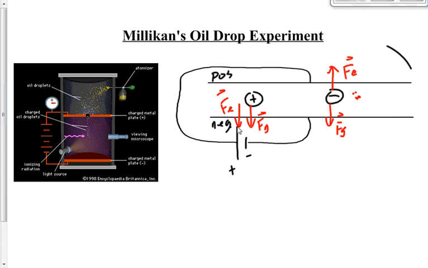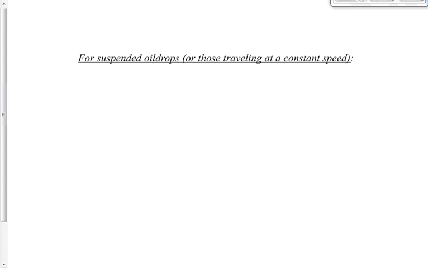If Fg is bigger, then it's going to accelerate downward at a rate that's less than 9.81. If Fe is bigger, it's going to accelerate upward, its rate just being determined by how big Fe is. Let's focus on this particle right now, and specifically on that particle when it's either traveling at a constant speed, up or down, or suspended.